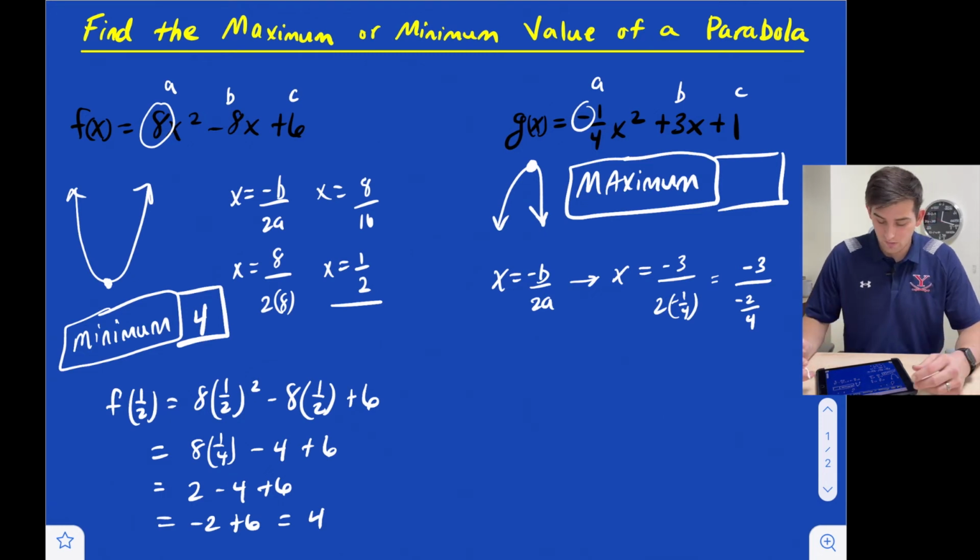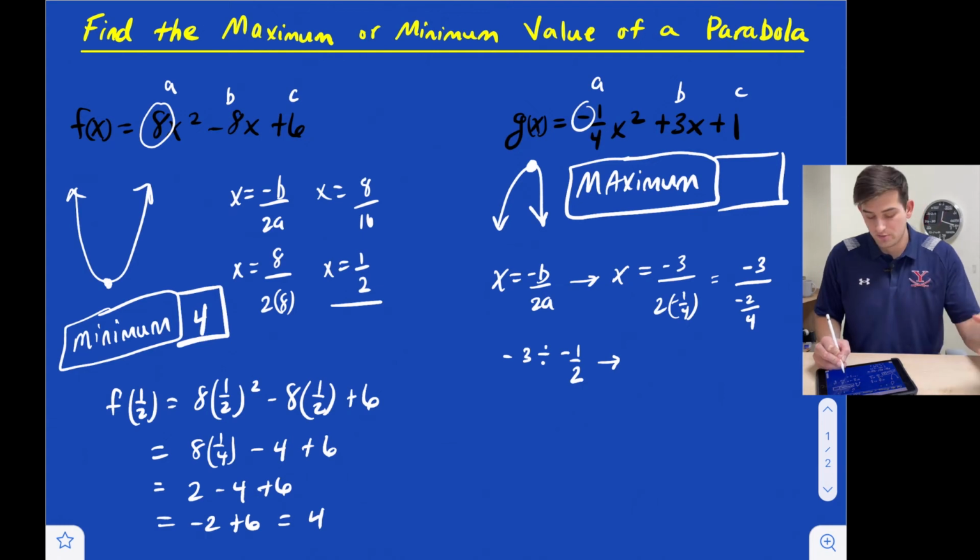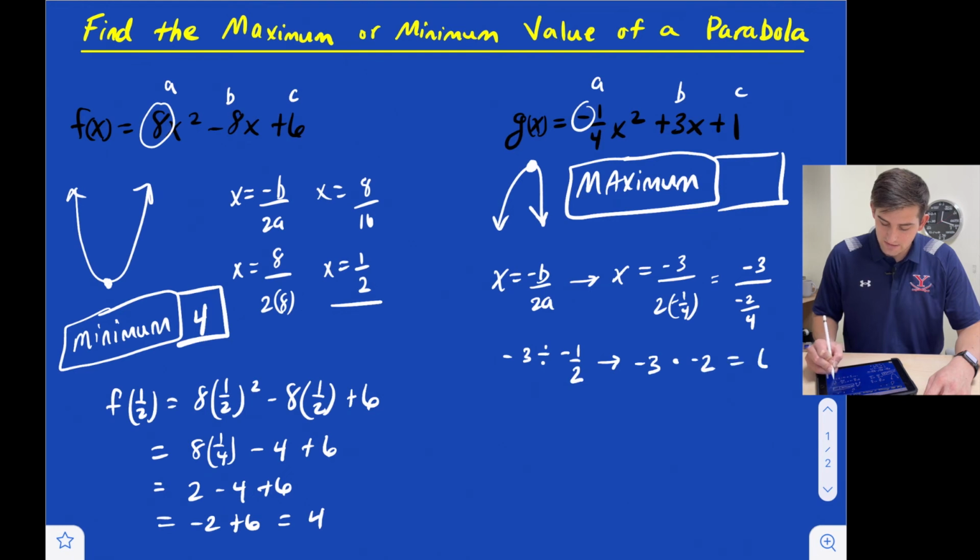So now we're working with a complex fraction here, which is okay. So let's simplify a little bit. So this is going to be negative 3, and this might help us see it a little bit better, divided by, and negative 2/4 is like negative 1/2, right? So now we can use kind of the keep, flip, change. How do we divide fractions here? We actually multiply them. So negative 3 times negative 2, and we get 6, okay? So our equation here for our axis of symmetry is x equals 6.